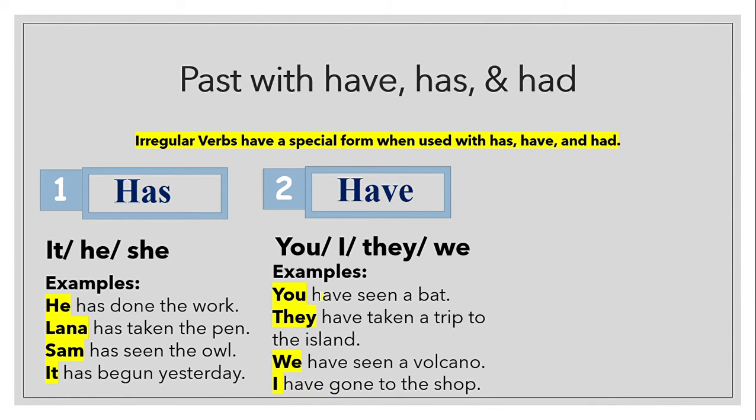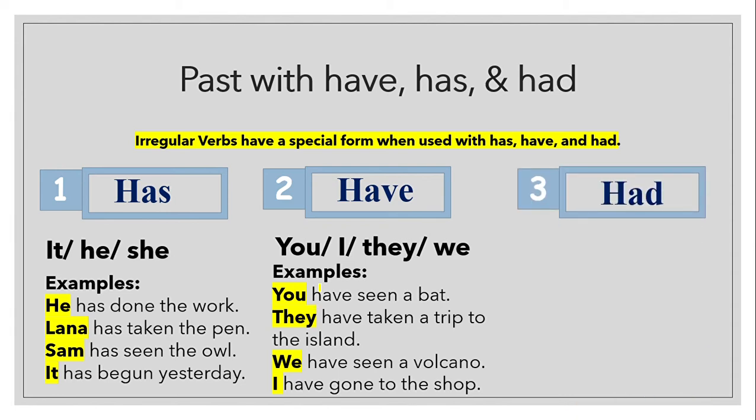So again, have, you use with the pronouns they, we, you, and I. You have seen a bat. They have taken a trip to the island. We have seen a volcano. I have gone to the shop. I hope it's clear enough to you. Has for singular, have for plural, and for you and I.